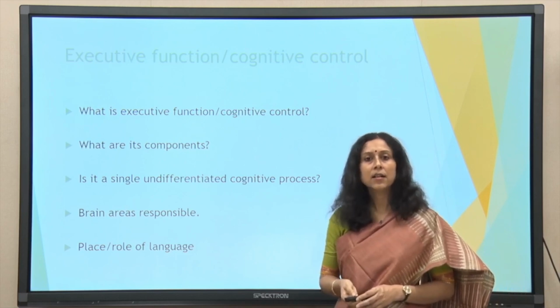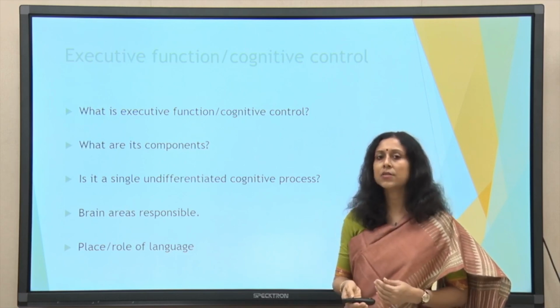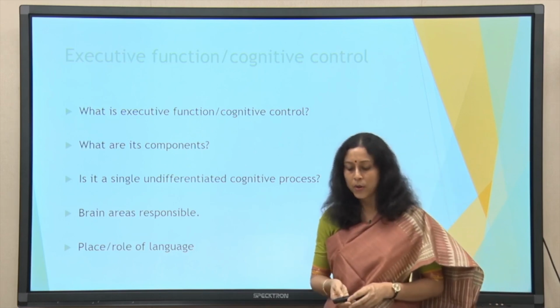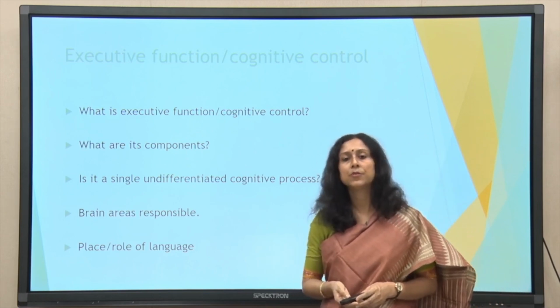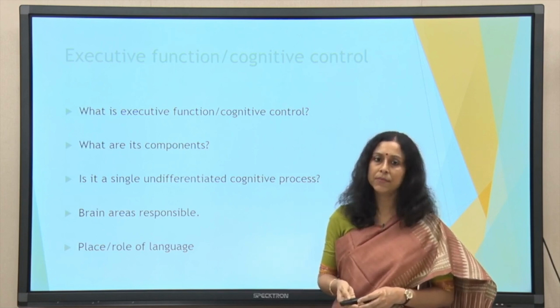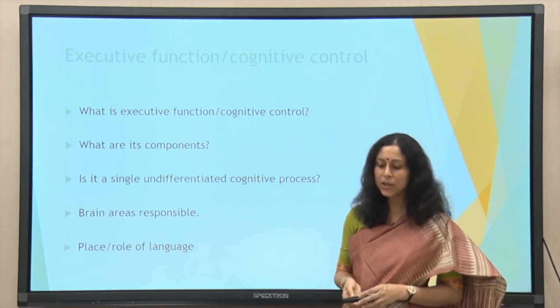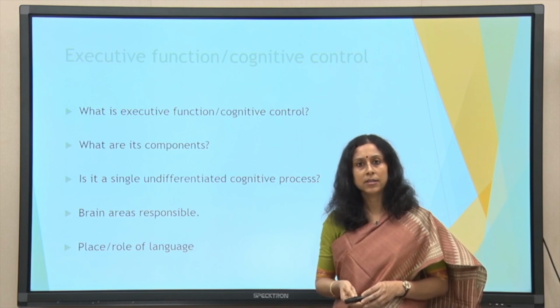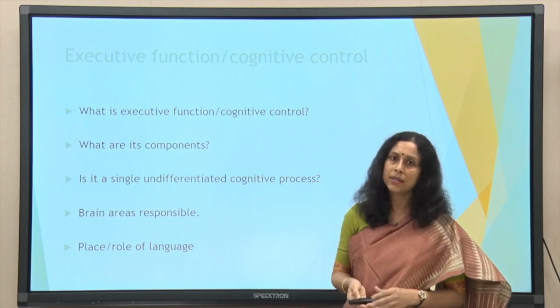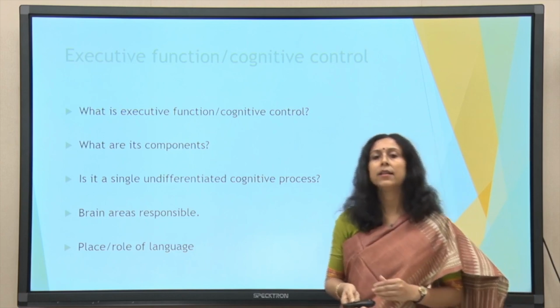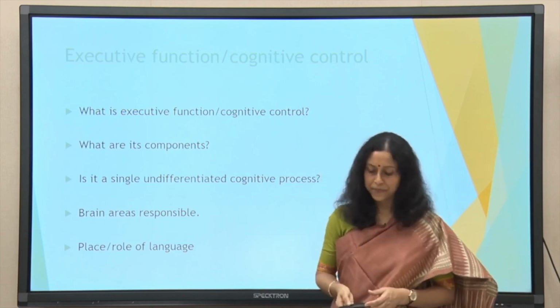Is it a single undifferentiated cognitive process, or is it made up of separate parts that make it a whole process? And then we will move on to the brain regions responsible for carrying out this function in humans. And then we will look at the role of language, and then we will move on to the more complex aspects of the language and executive function relationship.